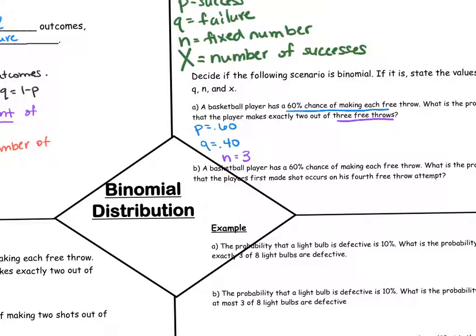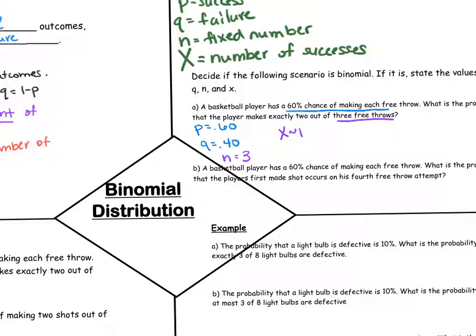The last part is to make sure that the trials are independent of each other. Should one free throw affect another free throw? If I make or miss the first, does that affect me making or missing the next one? No. So, are they independent? Yes. And here's what we're going to write then. Here's a statement we can write.